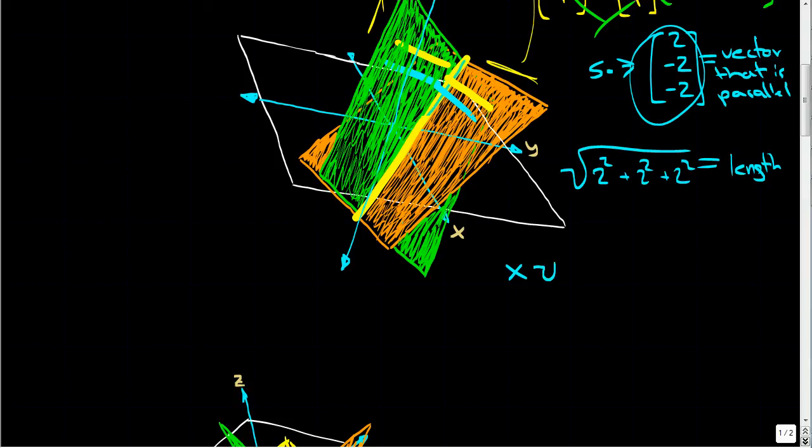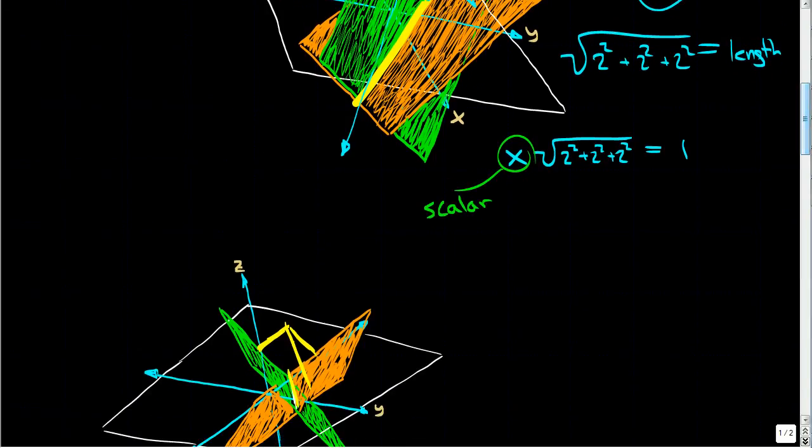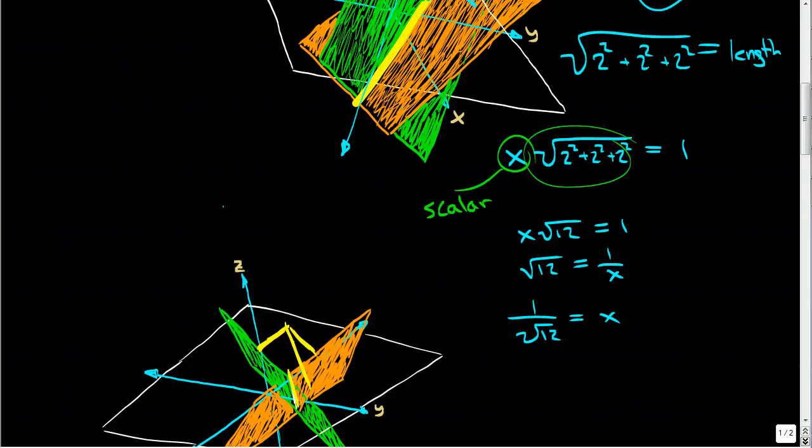So we go x times the square root of 2 squared plus 2 squared plus 2 squared, and that has to equal the length of 1. We're trying to solve for x, our scalar value. Simplifying, 4 plus 4 plus 4 is 12. So x times the square root of 12 is equal to 1. Dividing both sides by the square root of 12, x is equal to 1 over the square root of 12. So our scalar value just has to be 1 over root 12.